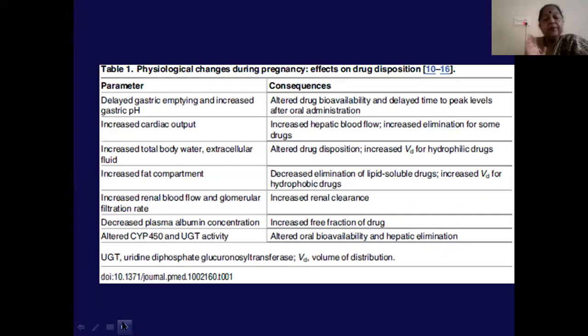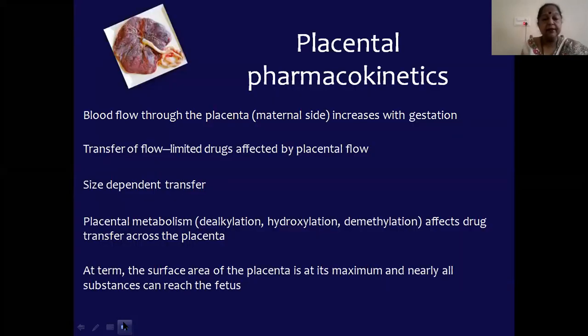So this slide, you remember that these are the physiological changes and these are the consequences whenever you are prescribing. The second one is the placental pharmacokinetics. As the gestation increases, there is increase in the blood flow through the placenta also. There is a transfer of flow-limited drug which is affected by the placental flow. And this is always a size-dependent transfer.